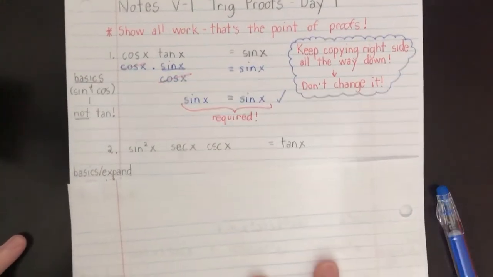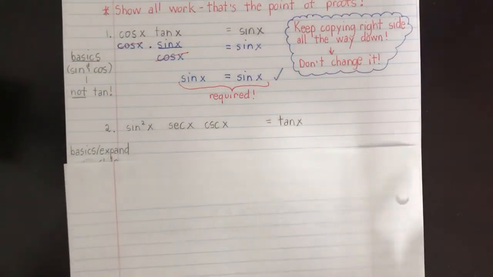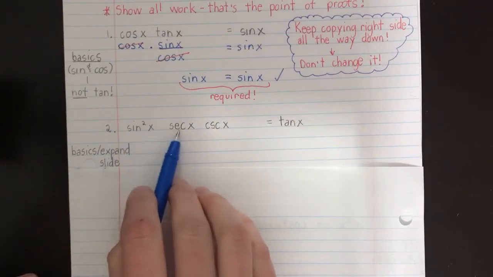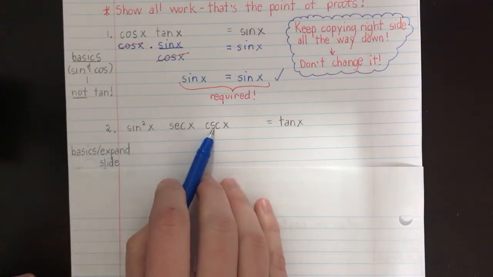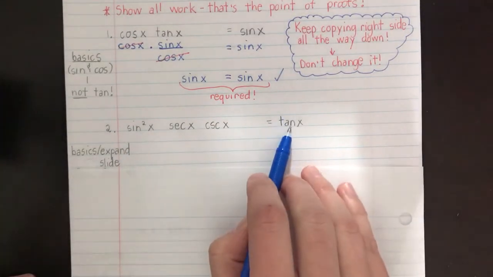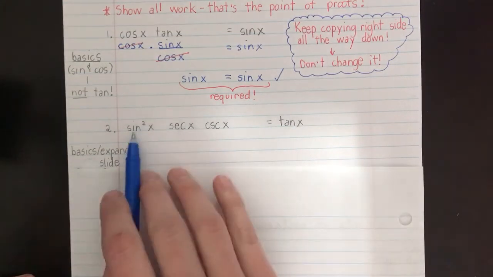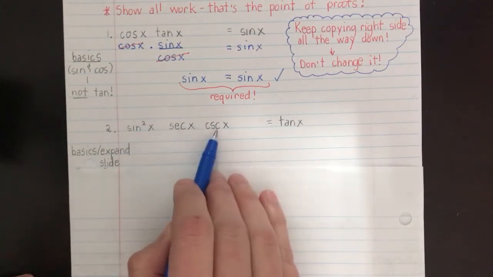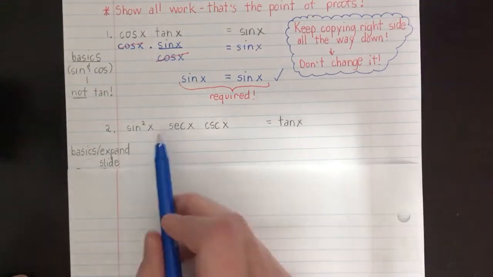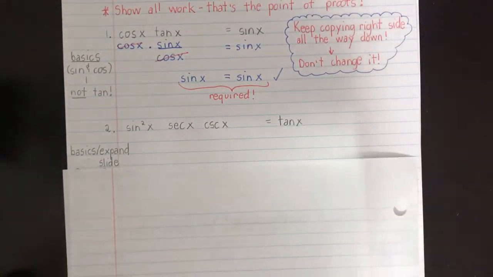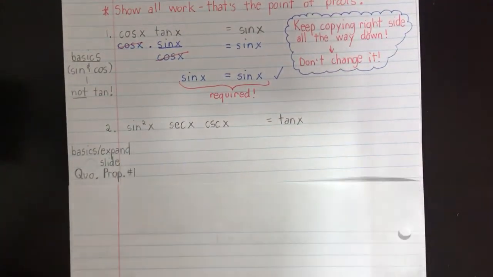Let's look at number 2. Of course, a little bit more difficult. Sine squared of x, secant of x, cosecant of x, and tangent equals tangent of x. So prove that sine squared of x, secant of x, cosecant of x equals tangent of x. These right next to each other means multiplication. I've just left some space so we can work.